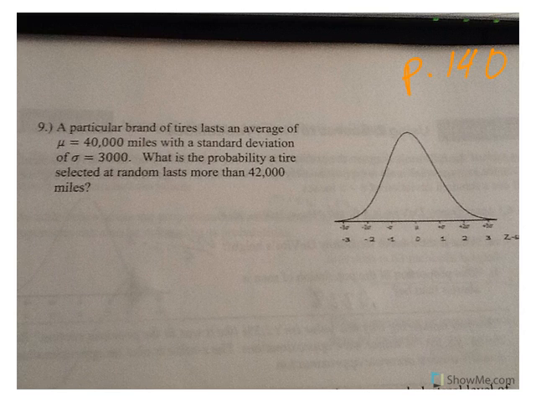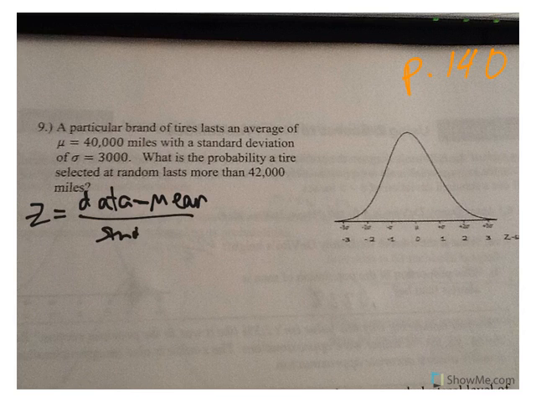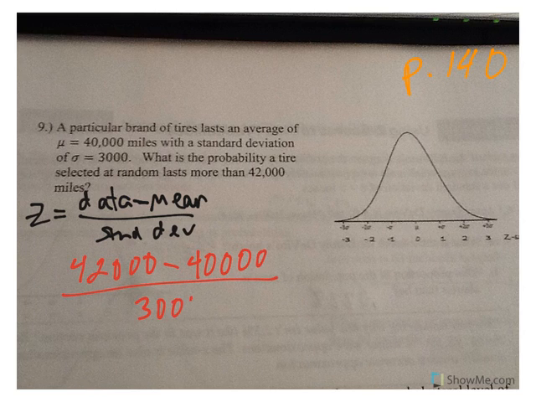Alright, so knowing we want to find probability, we need to first find a z-score. So, remember that z is your data minus the mean all over your standard deviation. So when I put numbers into that, my data, I want to know about 42,000 miles. And I know the mean is 40,000 and the standard deviation is 3,000. So when I subtract the numerator, you get 2,000 divided by 3,000, I end up with approximately 0.67.